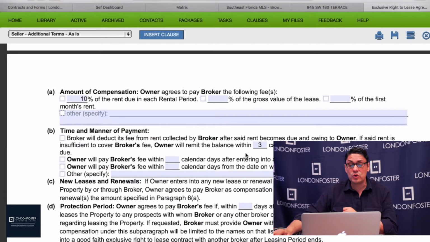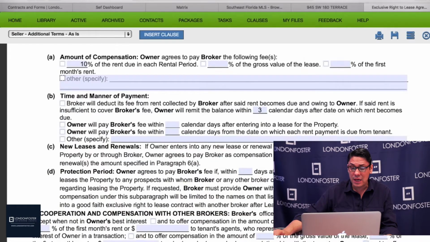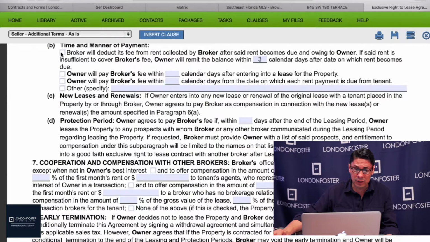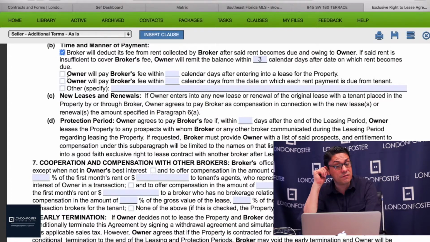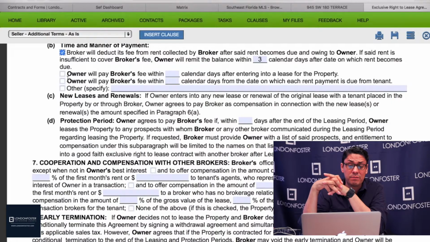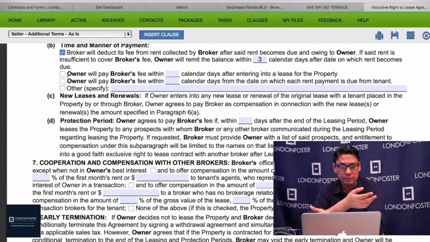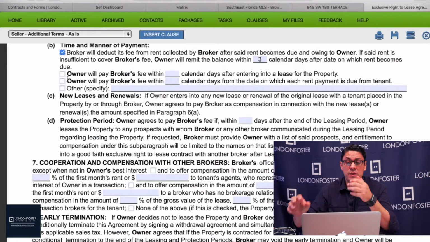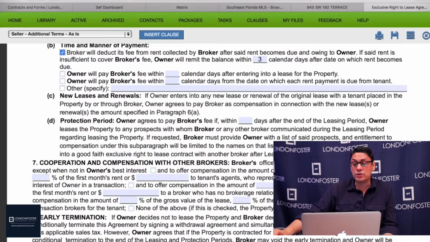The next one has to do with the time and manner of payments. And the most common one is this one. Like I said before, the broker will deduct its fee from the rent collected by the broker after said rent becomes due or owing to the owner. If said rent is insufficient to cover the broker's fee, the owner will remit the balance within, and I recommend you write 3 days.